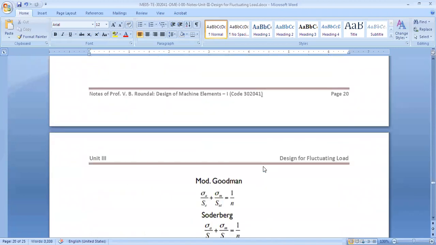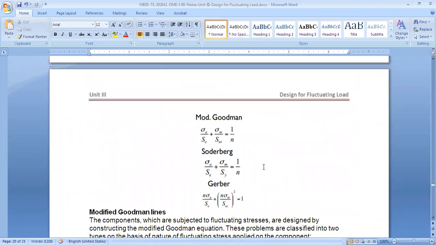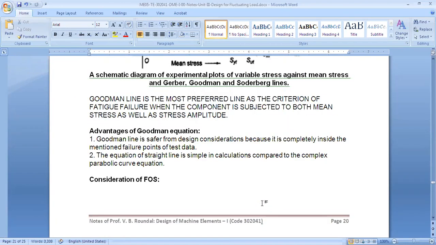Anybody has any doubt, you can ask me. Anybody has any doubt about these lines, we can talk about it. Otherwise, I will shift my focus to the modified Goodman line. We have a small concept of the modified Goodman line.